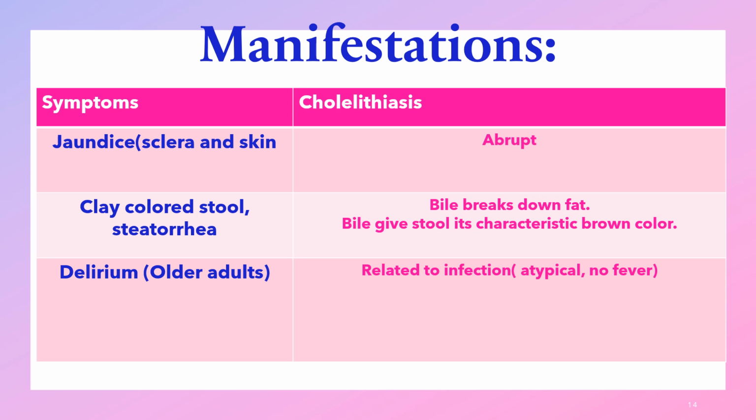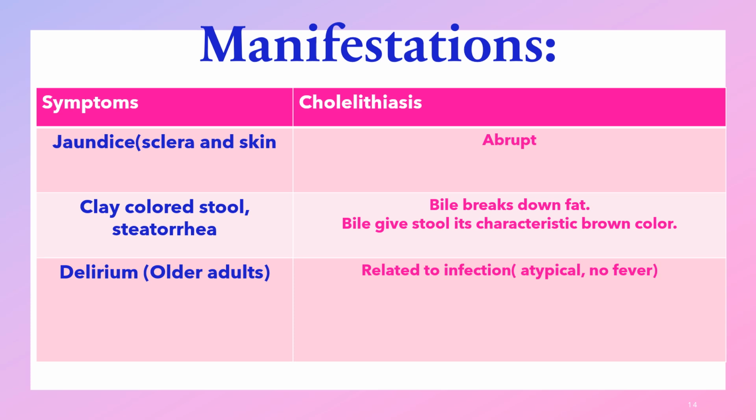You may see clay-colored stool because it's fattier, right? Bile breaks down fat. It's not being broken down. It's coming out in the stool, that steatorrhea, that fatty stool. Additionally, if the bile is not going through the normal channels, bile gives stool its characteristic brown color. So when that's blocked up, the stool becomes more clay-colored.